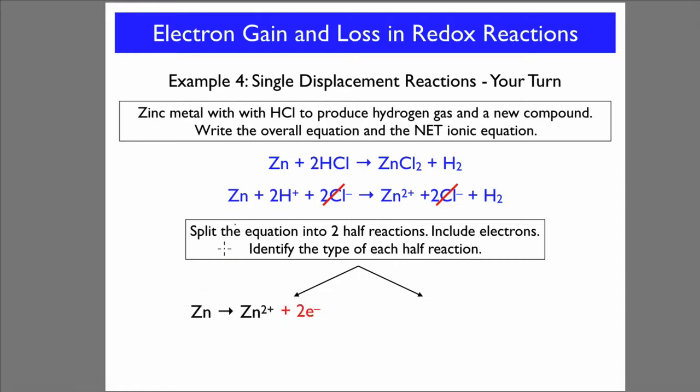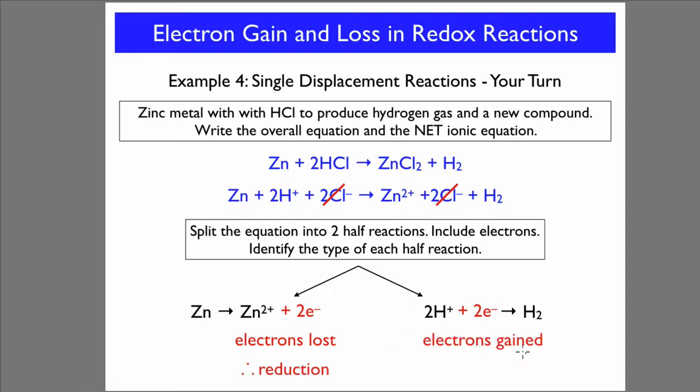So let's look at the zinc. We can see zinc is giving up electrons to form the ion, and you can see that the hydrogen ions are taking some electrons in to form a stable molecule. So zinc is losing electrons, so it's oxidation. The hydrogen ions are gaining electrons, and so it is reduction.